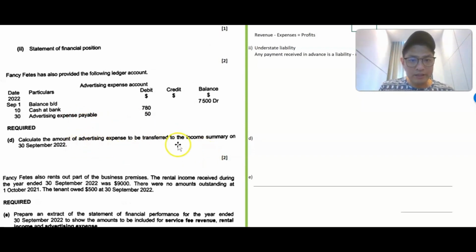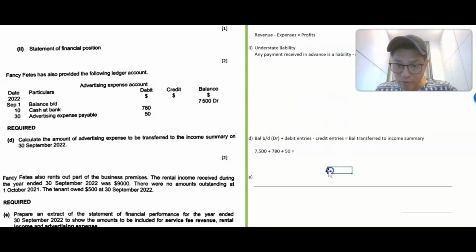Okay, so calculate the amount of advertising expense to be transferred to the income statement. It's just an addition of all these three. So that's pretty much your answer. See what I've prepared for you. So this would be the brought down plus the debit entries less the credit entries. There are no credit entries here, so it's the summation of these three numbers.